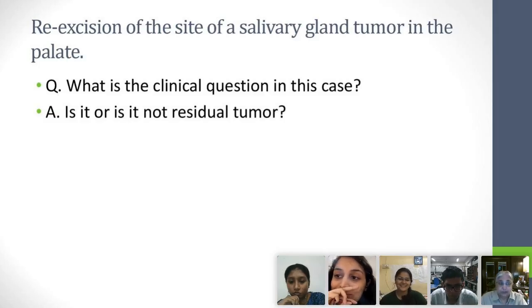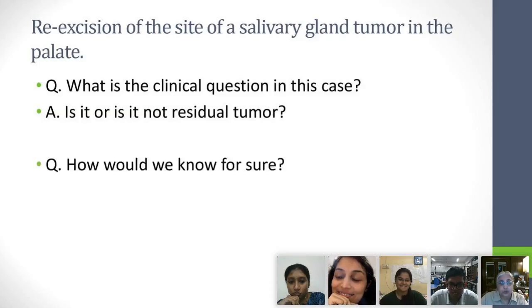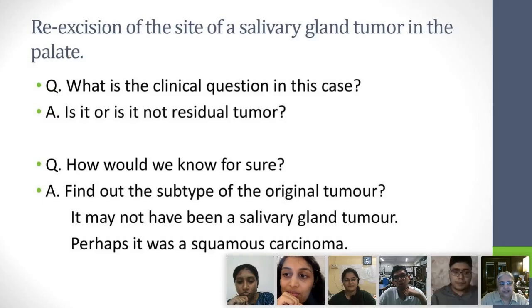She doesn't know. She's being honest. How are you going to know whether it is or it is not? How would we know for sure? Yes, Ashish? You find out what was the subtype of the original tumor. Now they say that they have lost the... So it may not have been a salivary gland tumor at all. Perhaps it was a squamous carcinoma. Then? So try and get the original tumor.